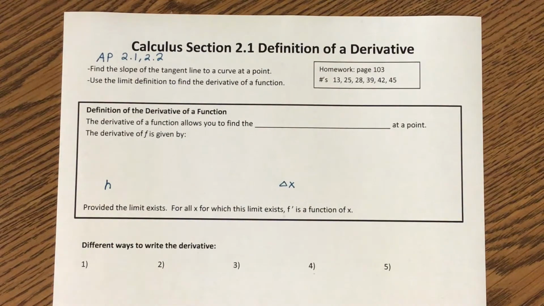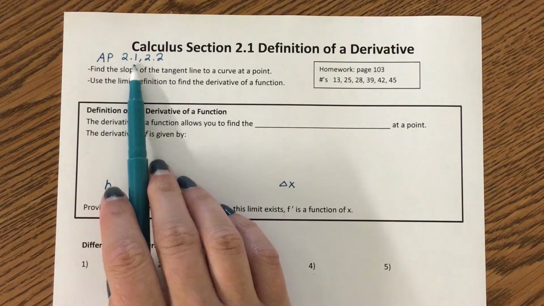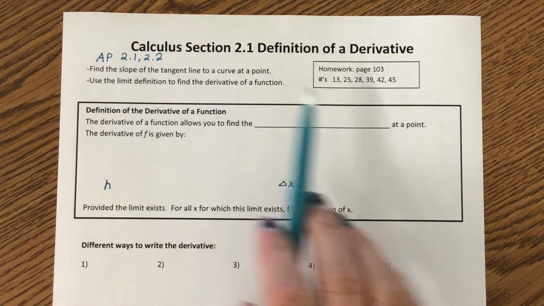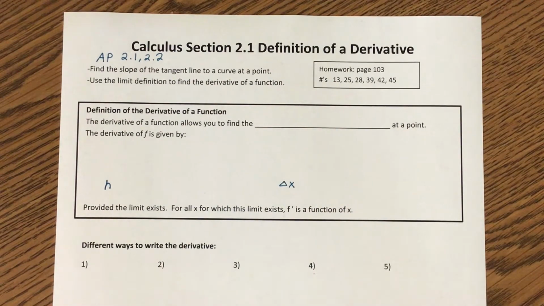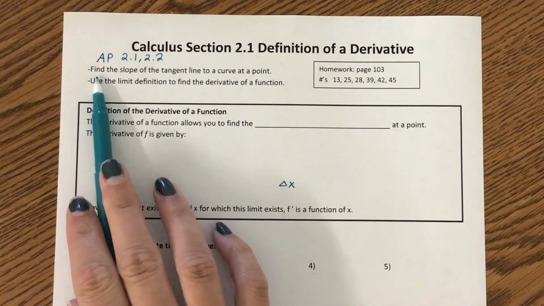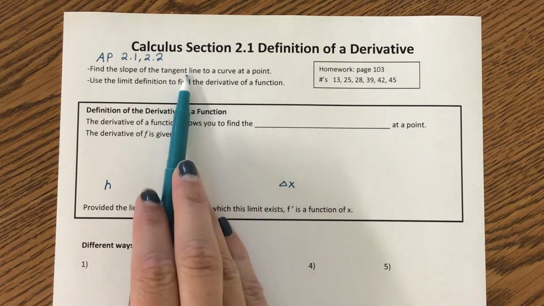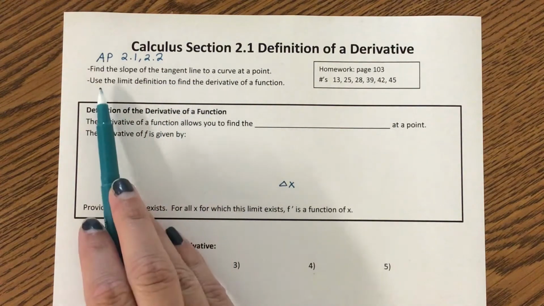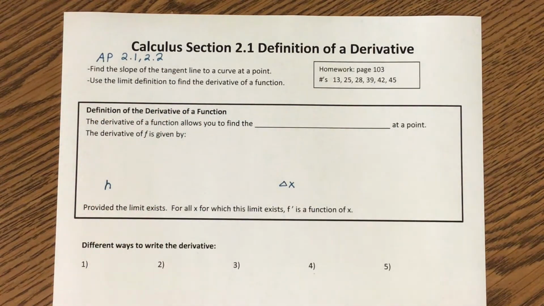All right, so this also is AP sections 2.1 and 2.2. The homework is only 6 questions. They are a little bit more involved than a lot of our other limits questions have been. They have several steps to them. First off, we are going to be able to find the slope of a tangent line to a curve at a point. So we'll have to talk about what a tangent line is. And we will use the limit definition to find the derivative of a function.